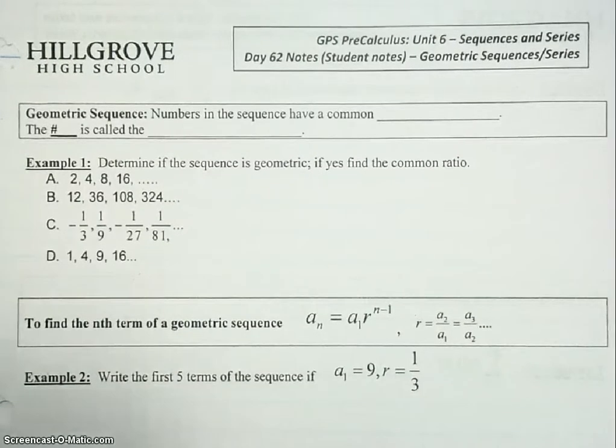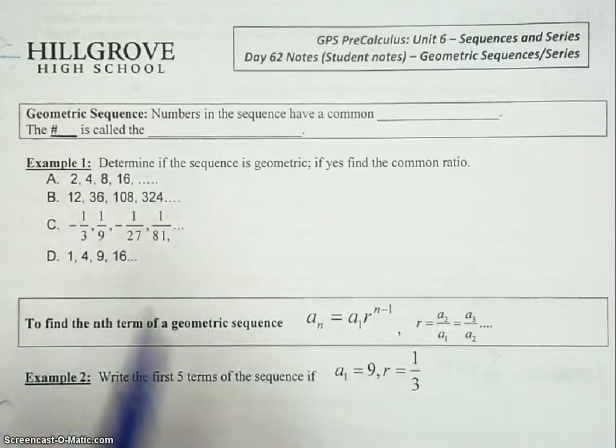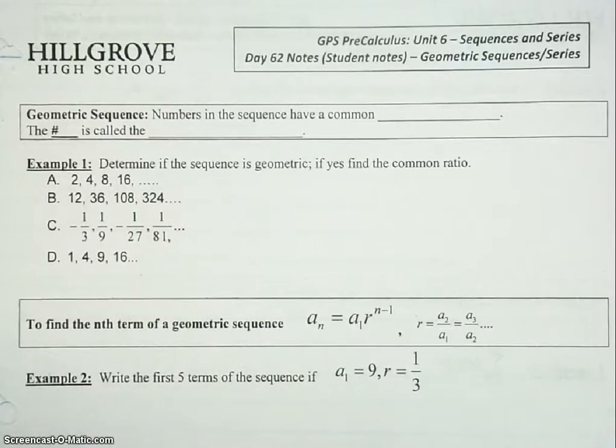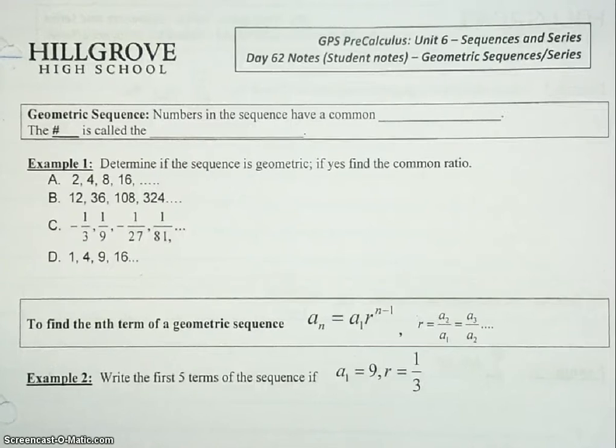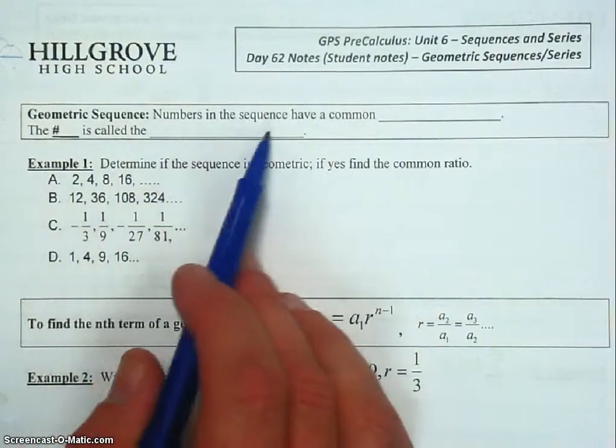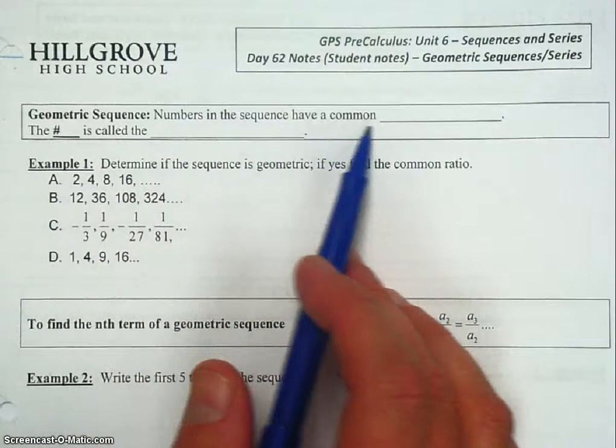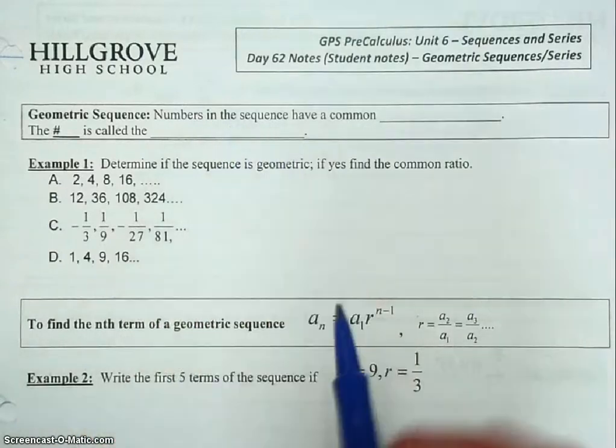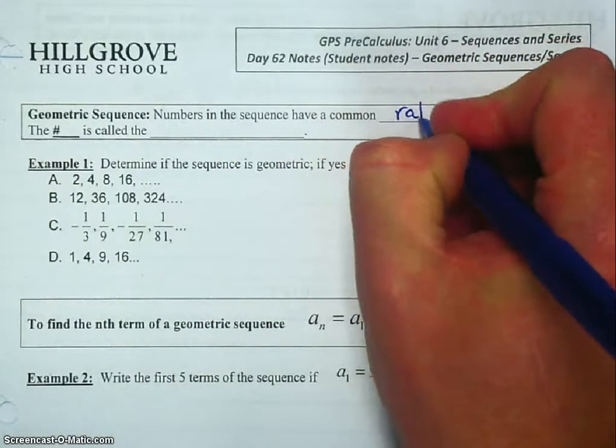But today in class we talked about arithmetic sequences, and arithmetic meant that we were adding a common number each time in order to get the next number. So when we have a geometric sequence, we don't add a common number. What we actually do is we multiply by a common number. So the numbers in a geometric sequence don't have a common difference. They have what we call a common ratio.